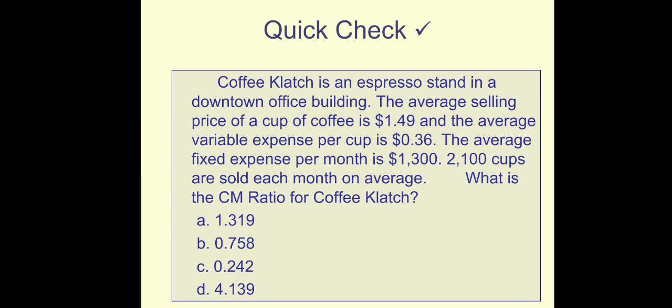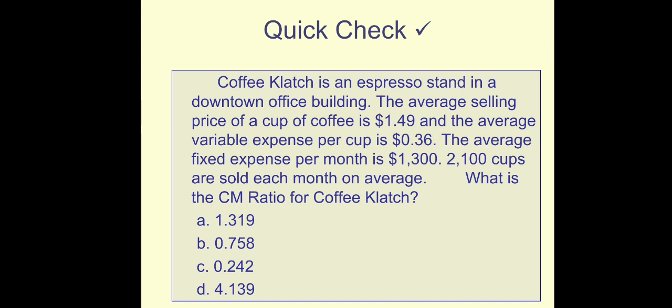A question related to contribution margin ratio looks like this. This is a sample question. Let's say Coffee Clutch is an espresso stand in a downtown office building. The average selling price of a cup of coffee is $1.49, and the average variable expense per cup is 36 cents. The average fixed expense per month is $1,300. 2,100 cups are sold each month on average. What is the CM ratio for Coffee Clutch?